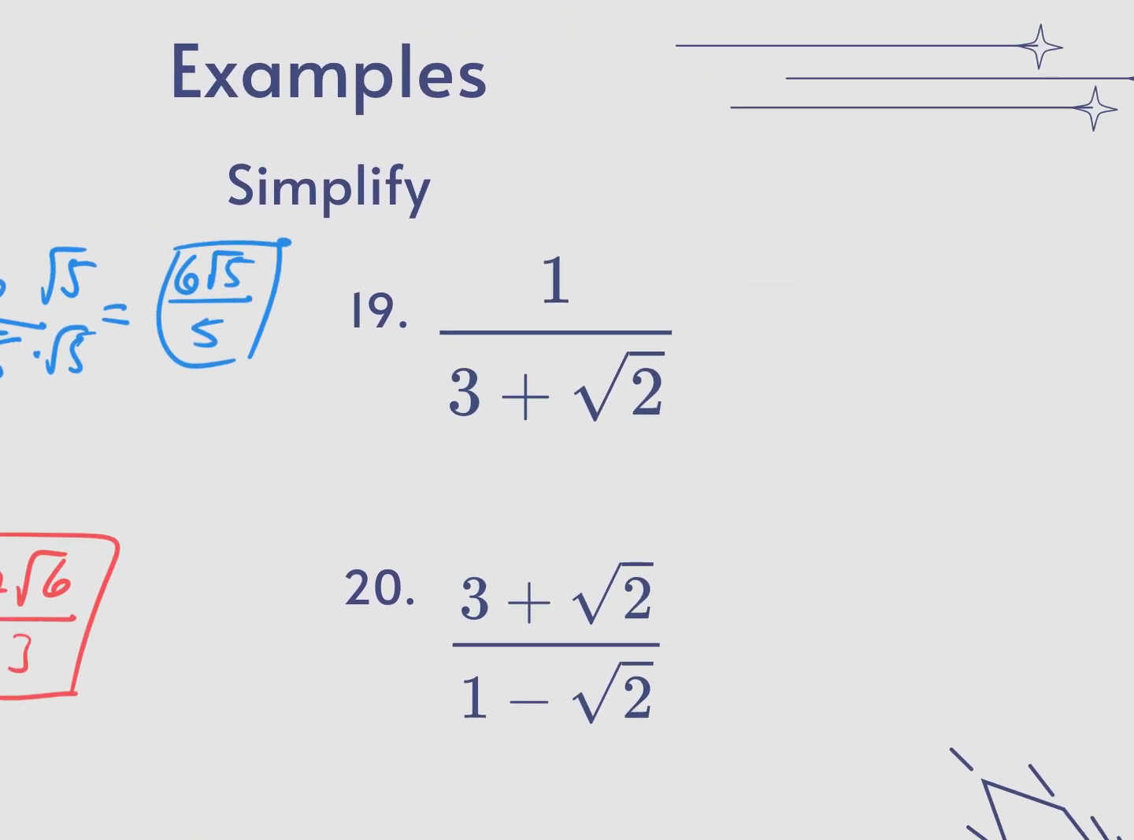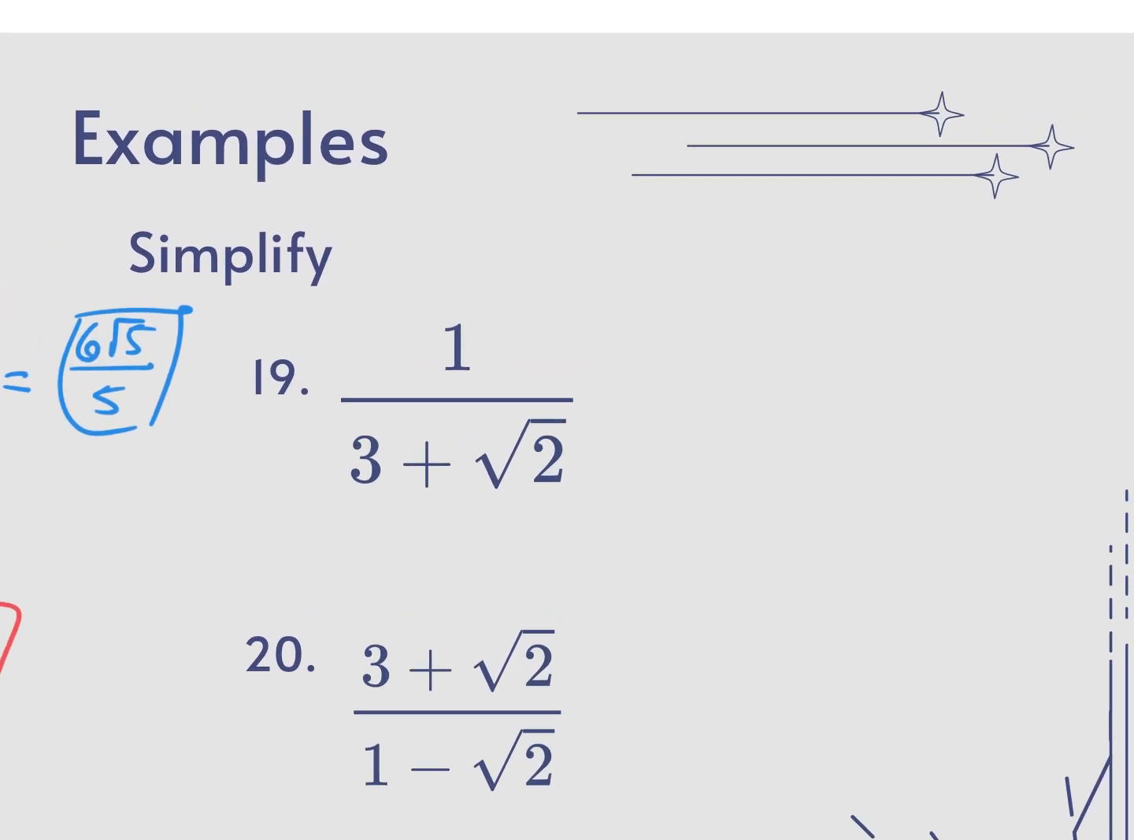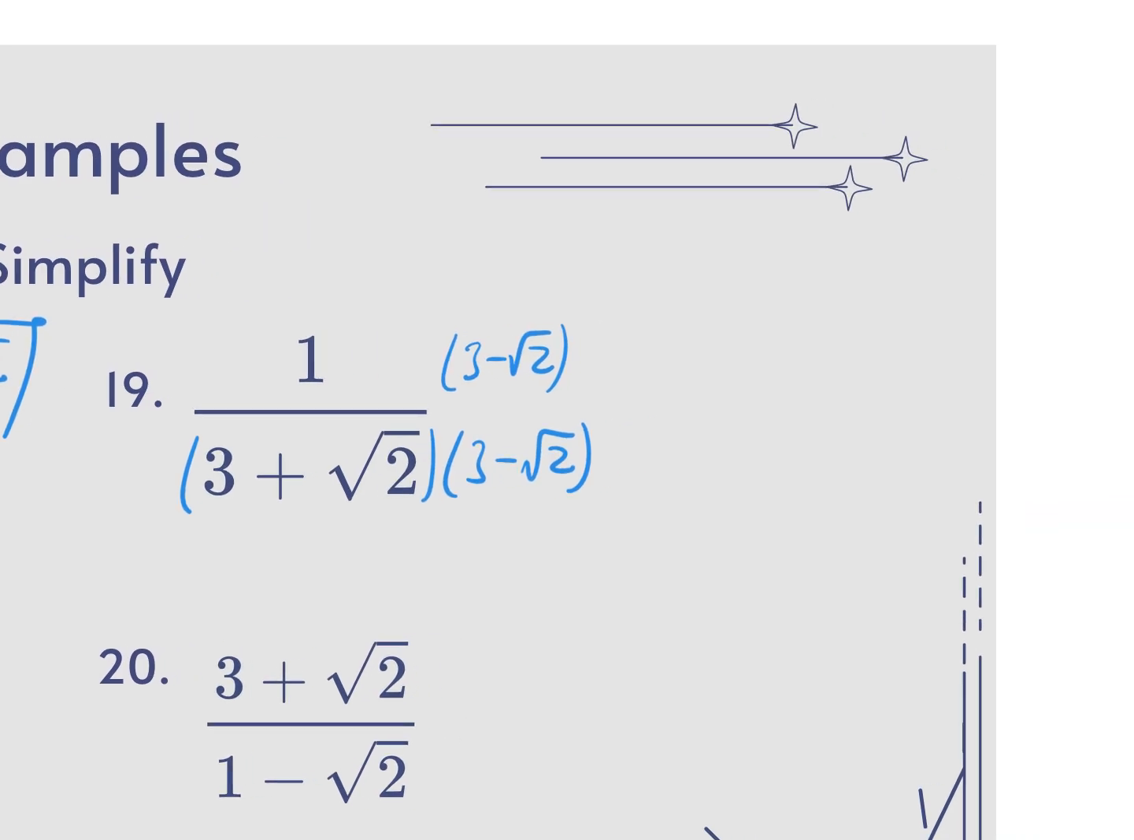All right, so now let's try something like this, right? Now, if there's a plus or a minus in between, you need to multiply by the opposite expression, or the conjugate. In this case, it's going to be 3 minus the square root of 2. So I'm going to do that on the top and on the bottom, right? Whatever you do to the top, you have to do to the bottom, and vice versa.